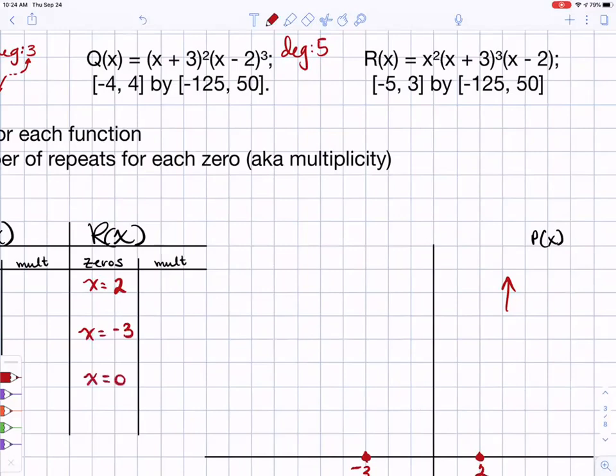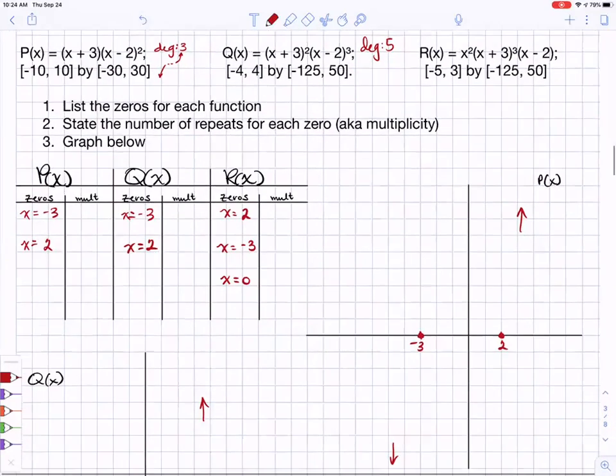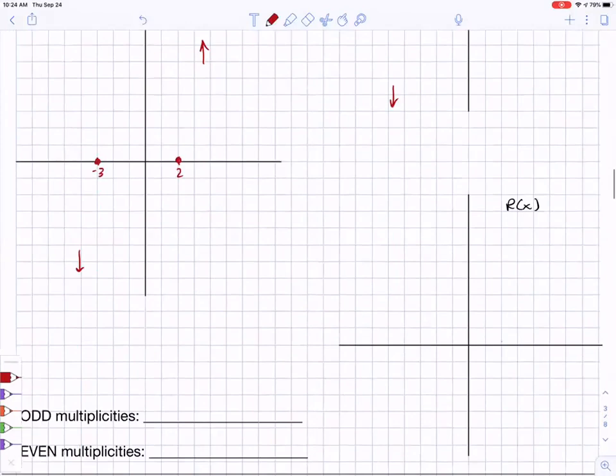So almost exactly like the other two groups. The difference is that x equals 0 part. So let's go put that on our graph. So we've got a 2, a -3, and 0. So that's going to be at the origin.